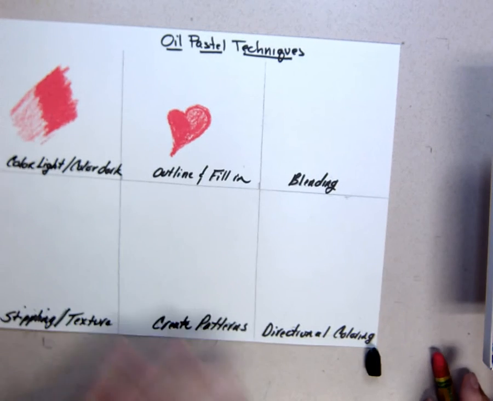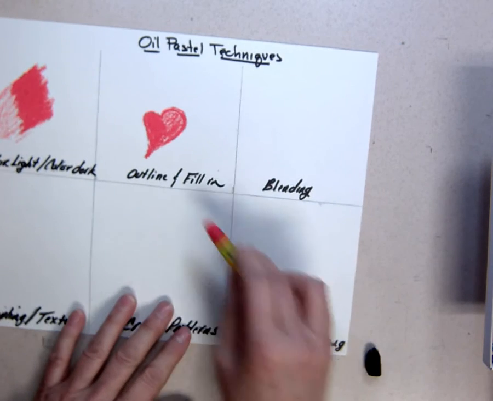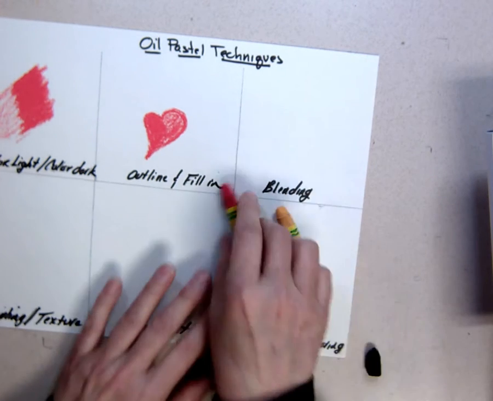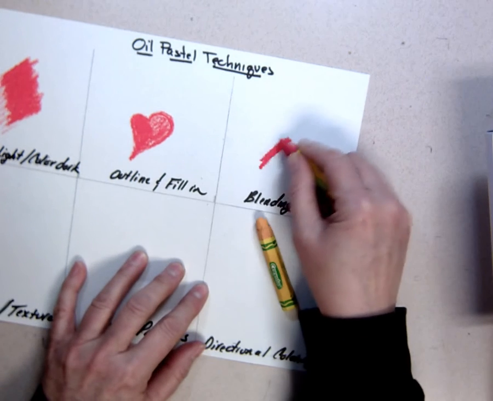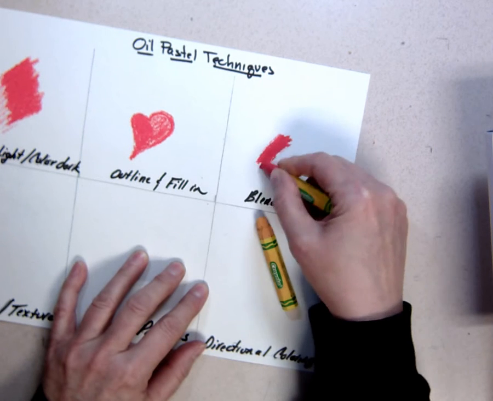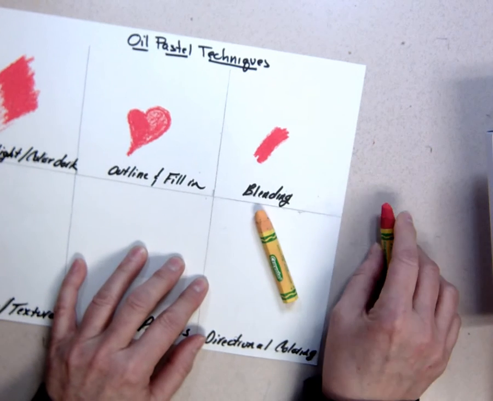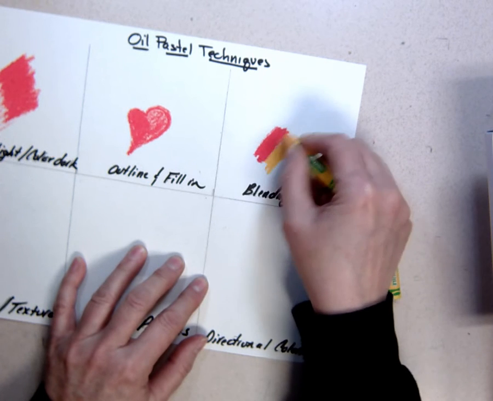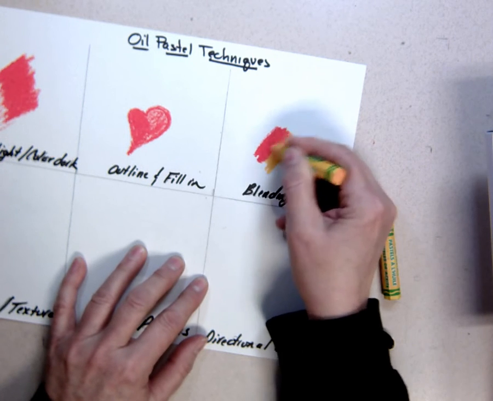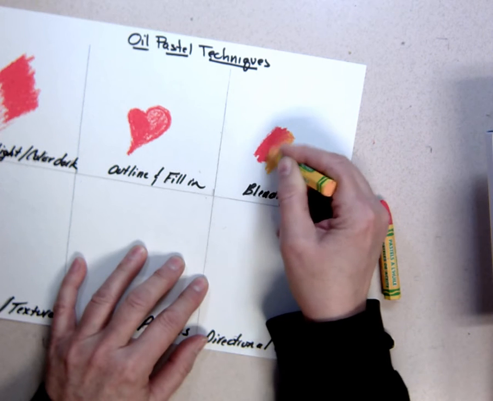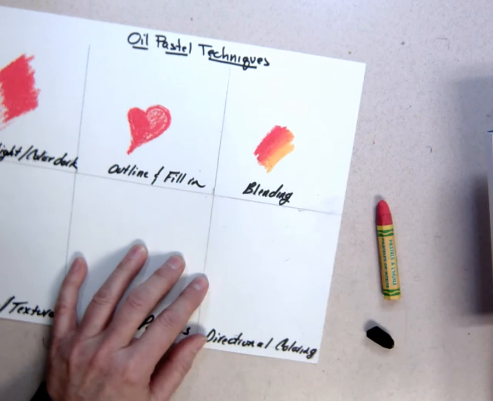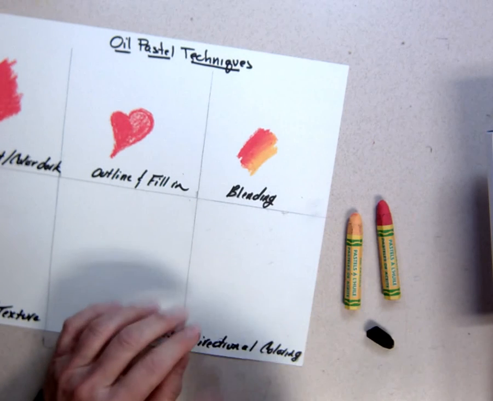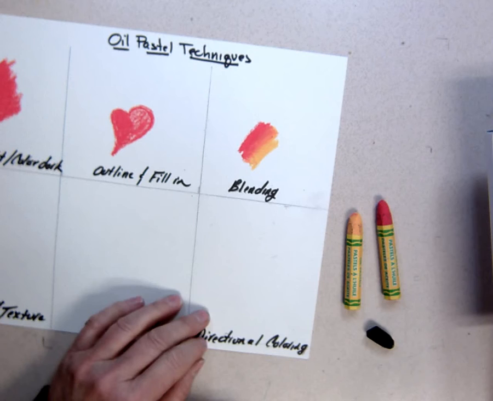Blending with oil pastels. So what you do if you're going to blend two colors is you color, and generally this is done with the colors fairly dark, not letting the paper show through. And then I'm going to put these side by side. And then where they meet, I'm going to go over with the lighter color and blend them together like that. So that's the best way to blend with oil pastels.